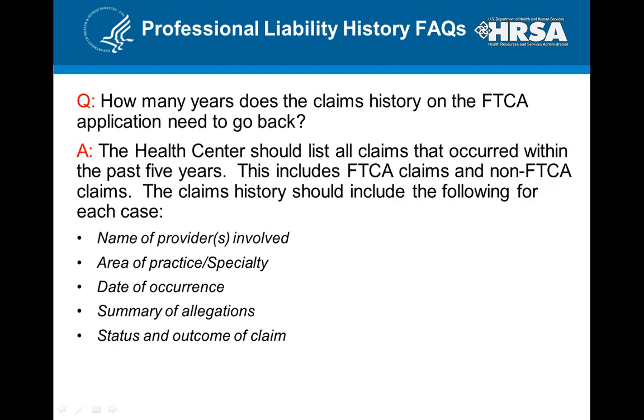A frequently asked question on the professional liability history section of the FTCA application is on this slide. And the question is, how many years does the claims history on the FTCA application need to go back? The answer is that the health center should list all claims that occurred within the past 5 years. This includes FTCA claims and non-FTCA claims. The claims history should include the following: the name of the provider or the providers involved, the area of practice or specialty, the date of occurrence, a summary of the allegations, and the status and outcome of the claim.